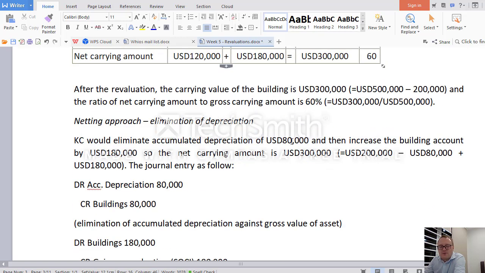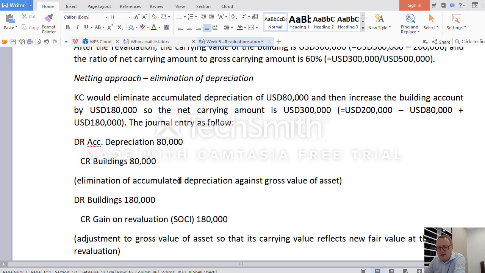Second approach that we will adopt here. We have accumulated depreciation over 2 years of 80,000. So let's eliminate it altogether. How do we eliminate it? If the normal balance of accumulated depreciation is credit, now when we eliminate it, we debit accumulated depreciation. Against what? Against building. So the accumulated depreciation that pertains to this building would be removed, and the value of the building is reduced by that same amount of accumulated depreciation.